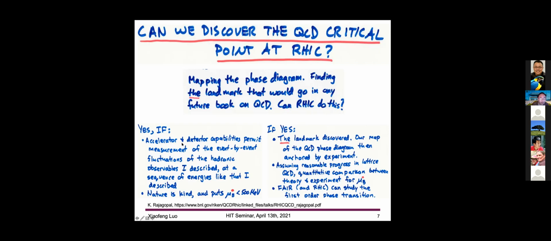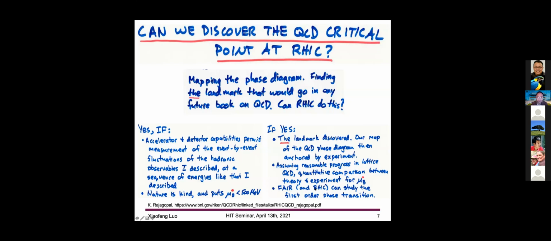Yes, if accelerator and detector capability permit measurement of the event-by-event fluctuation of the hadronic observable, and at a sequence of energies. If nature is kind and puts mu_B of the critical point lower than 500 MeV. If yes, the landmark is discovered, and our map of the QCD phase diagram is then altered by experiment. Assuming reasonable progress in lattice QCD, quantitative comparison between theory and experiment for the critical point at mu_B is possible. And in future, FAIR can study the first order phase transition.